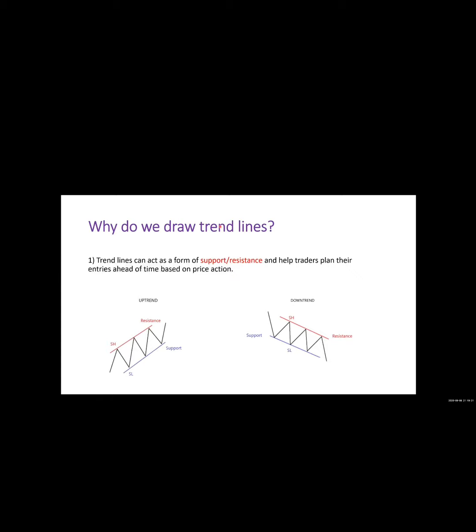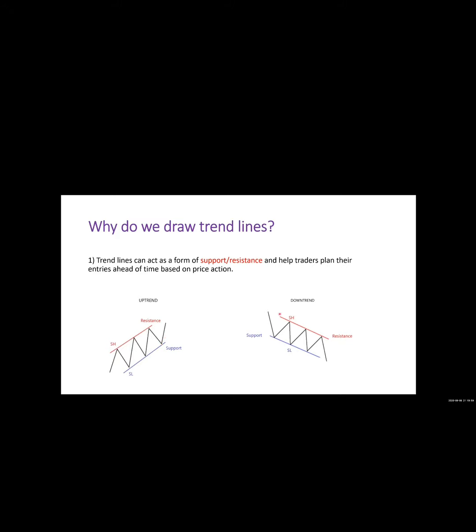Now, as a trader, why do we draw trend lines? Trend lines can act as a form of support and resistance and help traders plan their entries ahead of time based on price action. So Mike just went over support and resistance, and trend lines help you form the same kind of support and resistance. If you take a look at this chart here, the swing low points act as support. Here we have 3 touches of support, and swing high points here have 3 touches of resistance. Now, if price breaks either side of this trend line, there's a good trading opportunity here. And if price respects this trend line, you can buy calls here and just ride the trend.